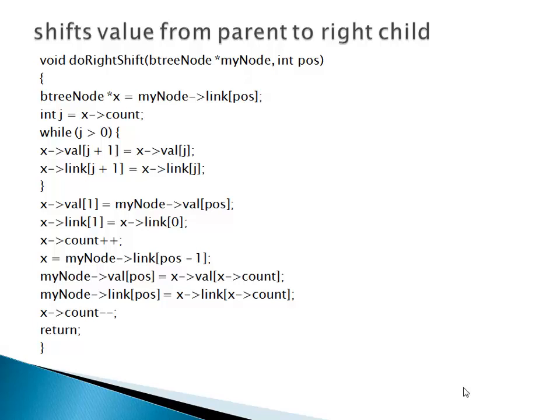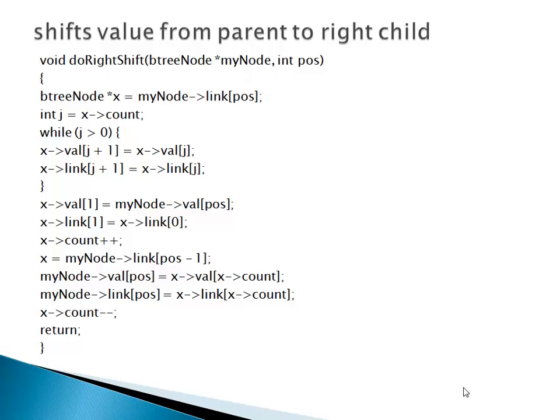Shifts value from parent to right child. This is a case where the right sibling has more than m by 2 keys, and this is the function to be performed, do right shift. So int j equal to x of count. While j greater than 0, value of j plus 1 equal to value of j, that is moving from j to j plus 1.